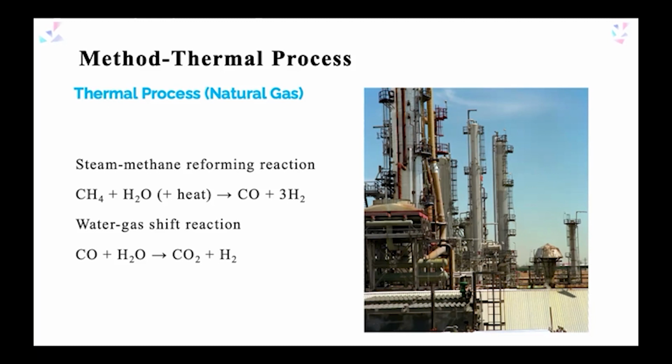In the thermal process under high temperature, natural gas, as methane, will react with steam under certain pressures using a catalyst. As a result, it will produce carbon monoxide and a lot of hydrogen. Then there is a water-gas shift. By using a catalyst, carbon monoxide will react with steam and produce carbon dioxide and hydrogen. Finally, carbon dioxide and other impurities will be removed, which leaves pure hydrogen.